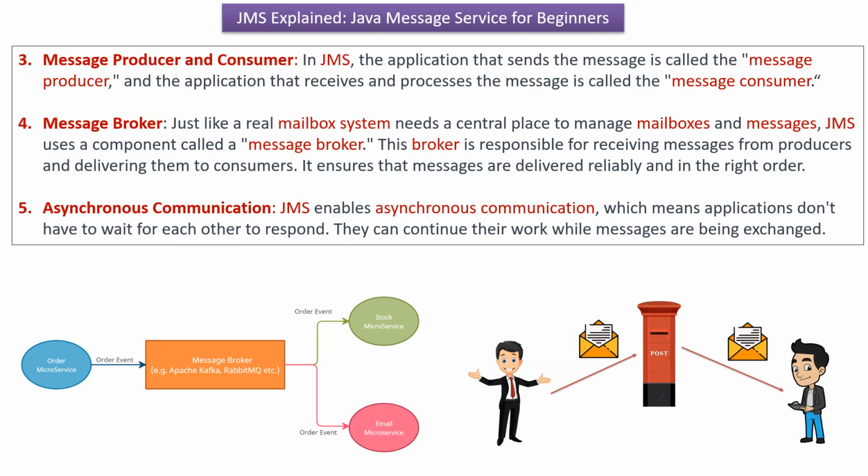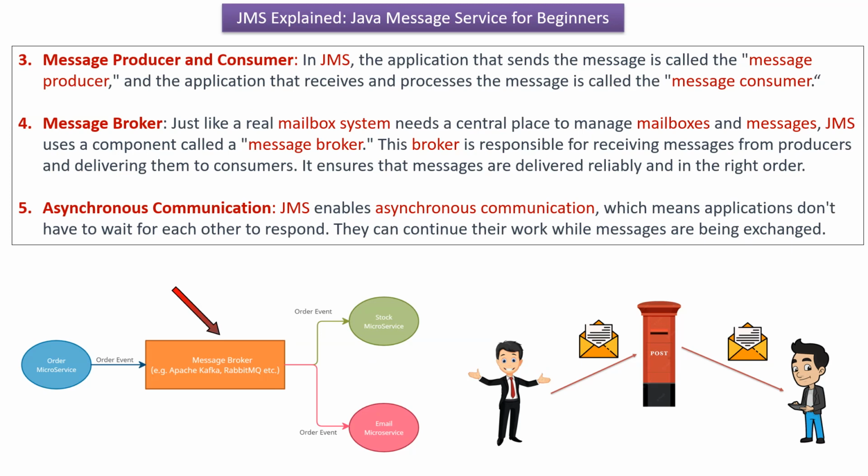Message producer and consumer. In JMS, the application that sends the message is called message producer, and the application that receives and processes the message is called message consumer.